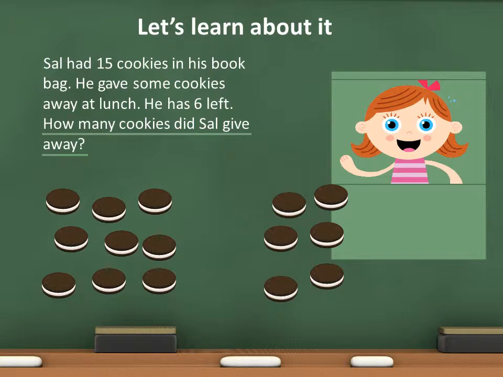By turning the question into a sentence with a blank for the answer, we can keep our focus on the purpose of the problem. If we turn the question into a sentence, we will get a sentence much like the following. Sal gave blank cookies away.